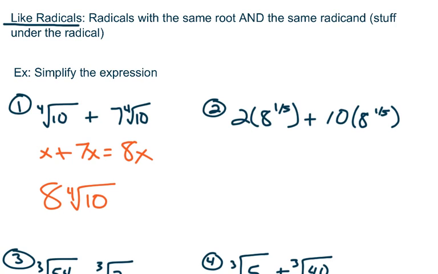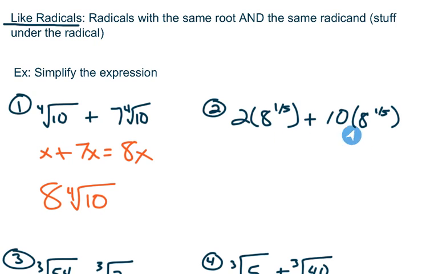When you're asked to simplify, we're just combining like terms. Okay, these are like terms. Think of them as variables. 4th root of 10, 4th root of 10, x, 1x plus 7x is 8x. So 1 4th root of 10 plus 7 4th roots of 10 is 8 4th roots of 10.